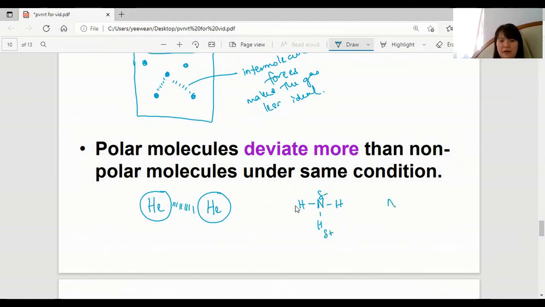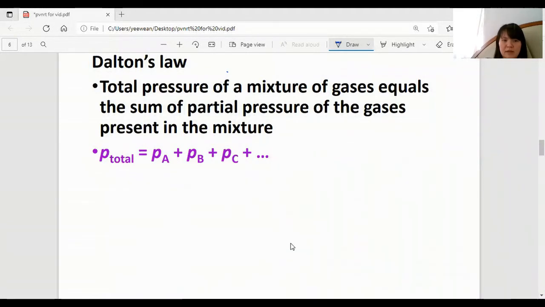So with another NH3 here, it will probably be attracted. A negative is attracted to this positive because this is a polar molecule. If it's a polar molecule, it will have more intermolecular forces, therefore less ideal. It doesn't fit the kinetic theory of gases. Let's look at Dalton's law for better understanding of gases.